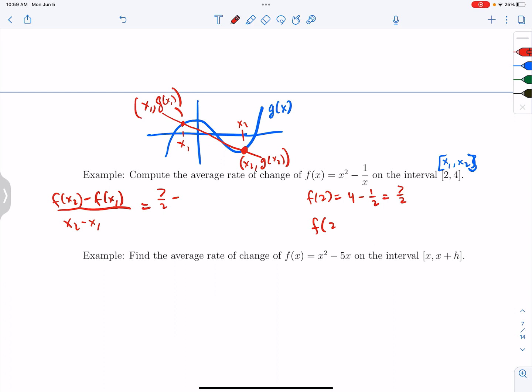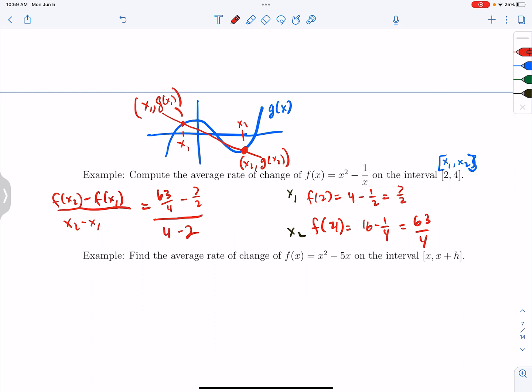I did this, I'm trying to go too fast here. X sub 1. So let me label this. This is x sub 1. So I did it a little bit backwards here. So 7/2, that's the x sub 1 value. So f of x sub 1, so I'm going to say 7/2 here. So I just did them a little bit backwards. So this is f of 4. 4 squared is 16 minus 1/4. If I get a common denominator of 4, that's 64/4 minus 1/4 is 63/4. So that's this. Divided by x2, which is 4 minus 2.